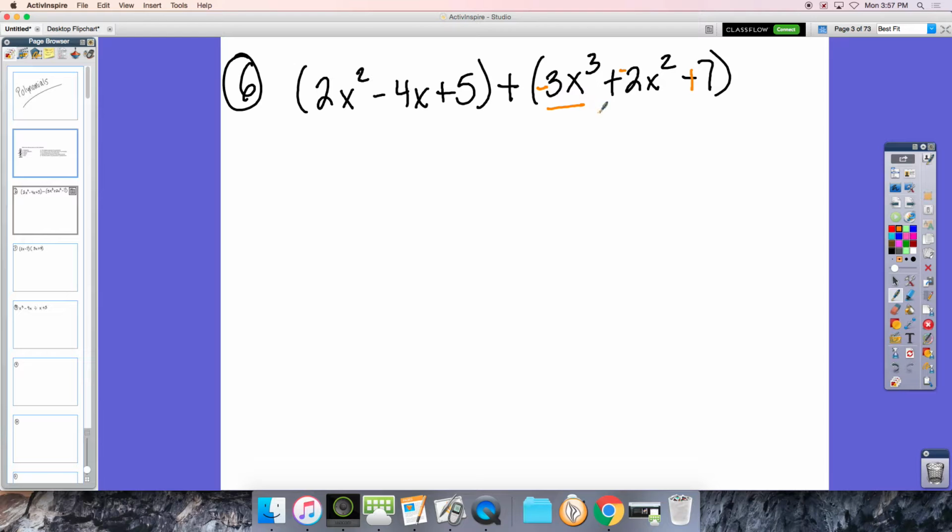So you only have 1x cubed, 3x cubed. You have 2x squared and a negative 2x squared, which end up canceling each other out, which would be 0. Next you have a negative 4x, and then you have 2 constants. So 5 plus 7 is 12, and your answer is A.